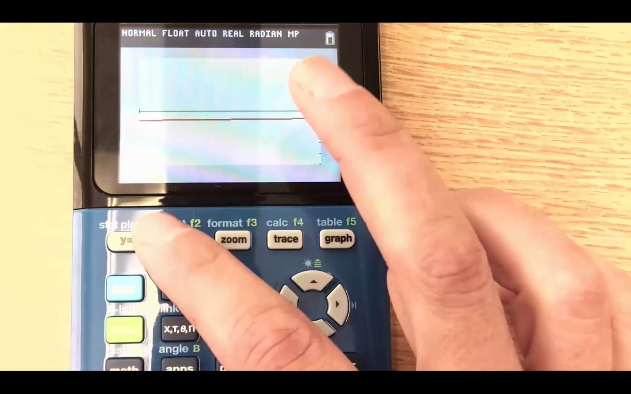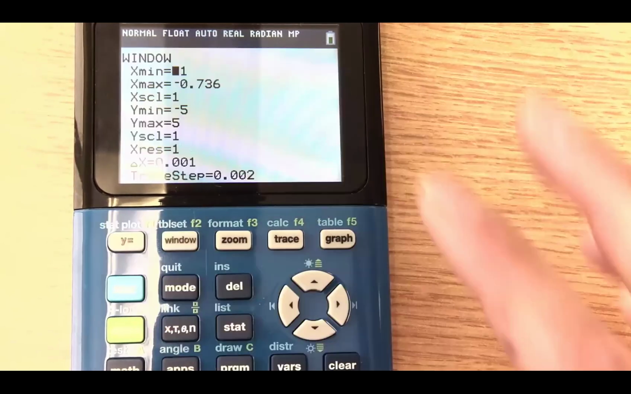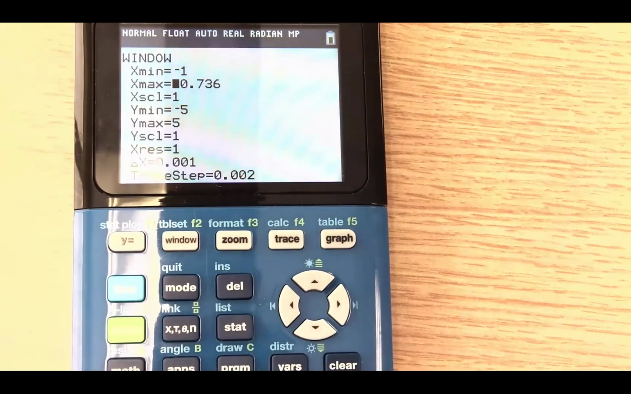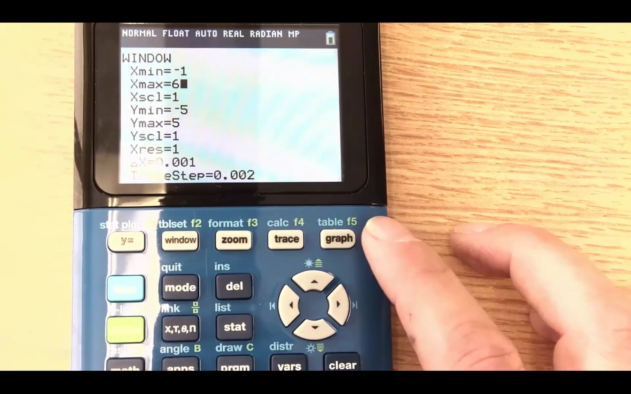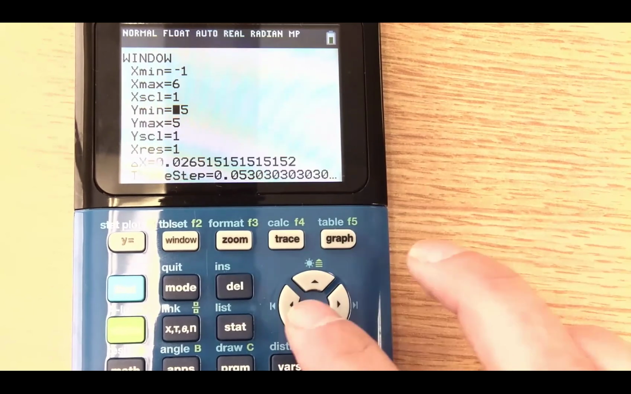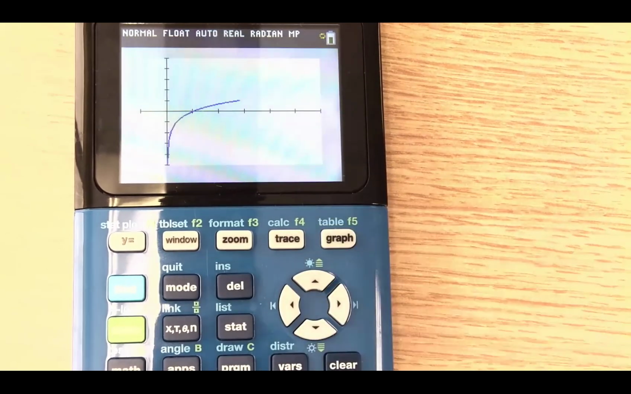Which it's backing up. It's changing my X maxes. I calculated it. Did you calculate in radian mode? It's in degrees. Ah, yeah.